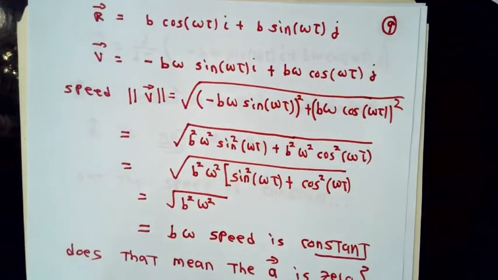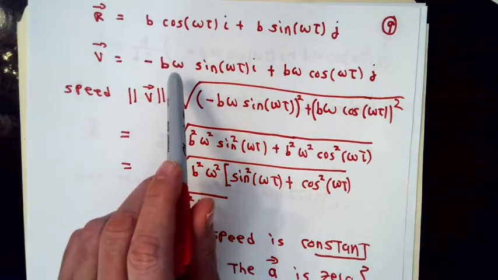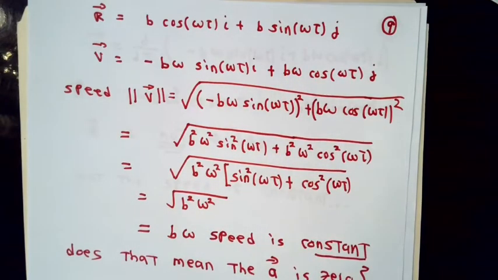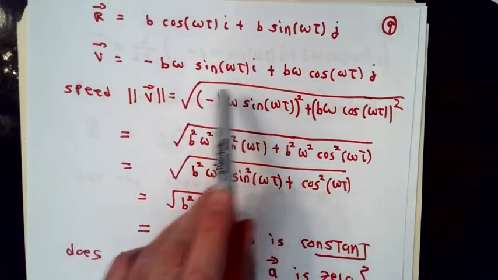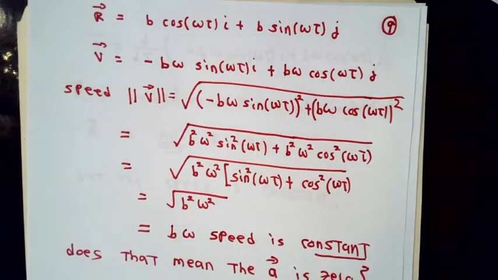The derivative of cosine omega t is negative sine omega t times the derivative of omega t, which is where this extra factor of omega comes from. Likewise, the derivative of b sine omega t is b times omega times cosine omega t. When we calculate the speed, we take the components of the velocity vector, square them, add them up, and take the principal square root of the result.